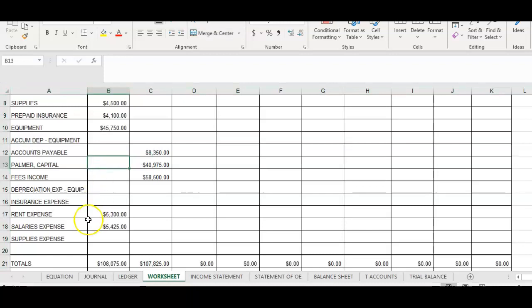Now, once you have recorded the amounts in the appropriate debit or credit column on the worksheet, if prepared correctly, the total of the debit side should equal the total of the credit side. And we do not balance.